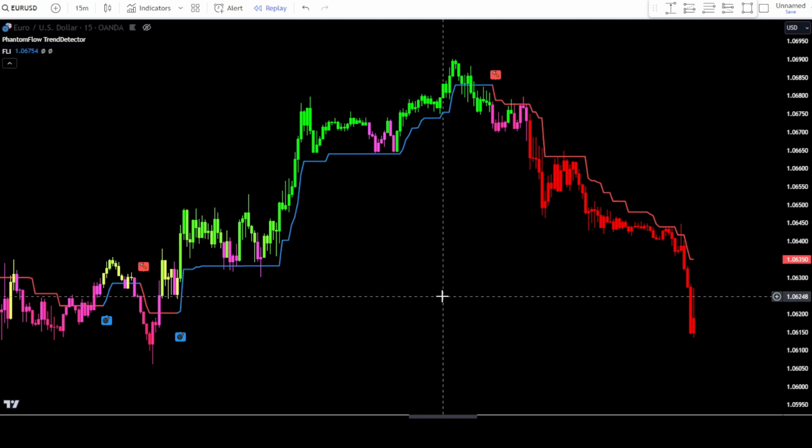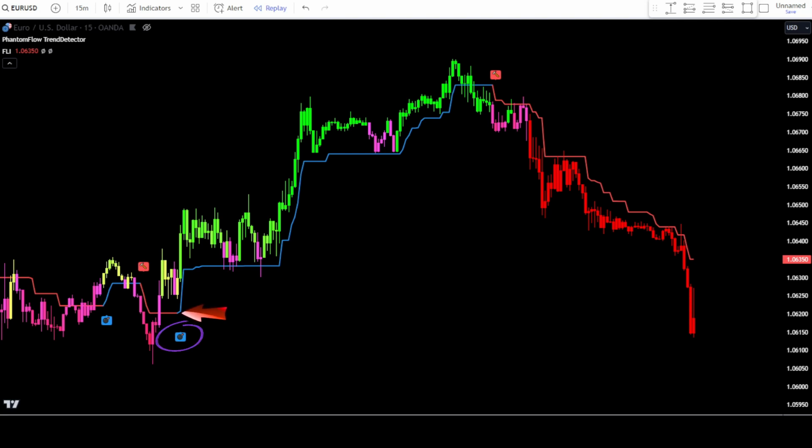The Follow Line Indicator will be used as a guide to find the best points to place orders in the market. If the color of the Follow Line Indicator changes from red to blue, it indicates a buy signal. Conversely, if the color changes from blue to red, it indicates a sell signal.